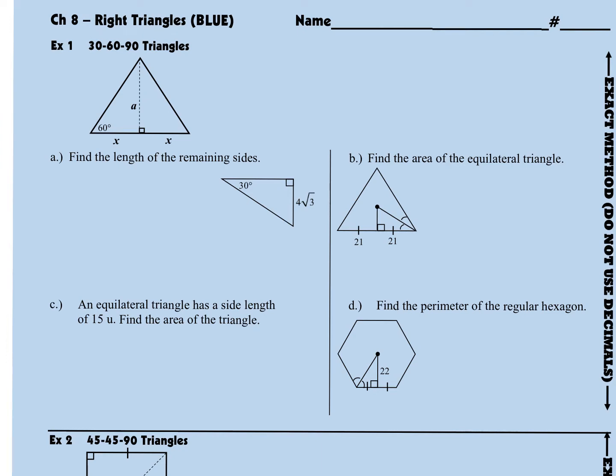So the extended ratio for every 30, 60, 90 triangle is 1, square root of 3, and 2. Now, right now that seems really abstract and you don't know where that's coming from or what that means or how to use it, but don't worry. This is the key of what we want to understand for a 30, 60, 90 triangle. Now, what is a 30, 60, 90 triangle?